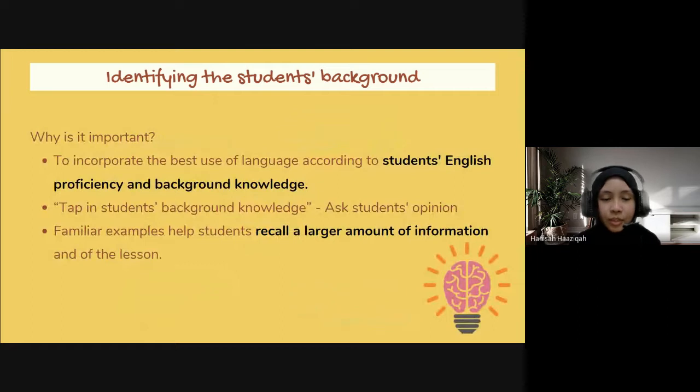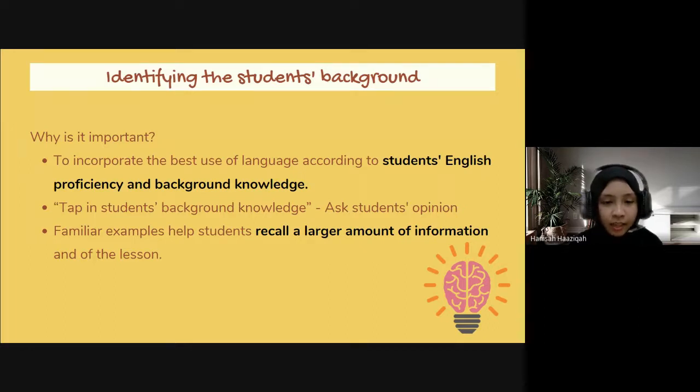So why is it important for a teacher to identify the student's background in order to have effective communication? This is to make sure that the teacher can incorporate the best use of language according to students' English proficiency and background knowledge. When teachers know where the students came from, their upbringing, their culture, the teacher could use the words and grammar that are appropriate to the students' English proficiency.